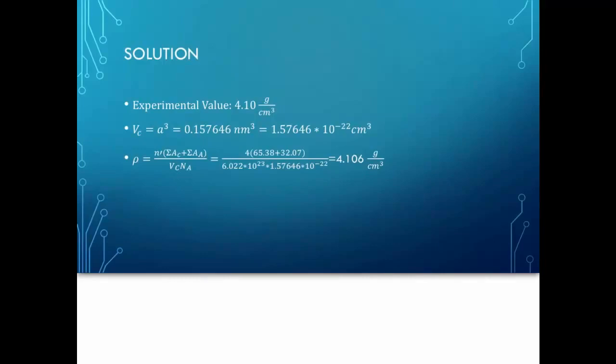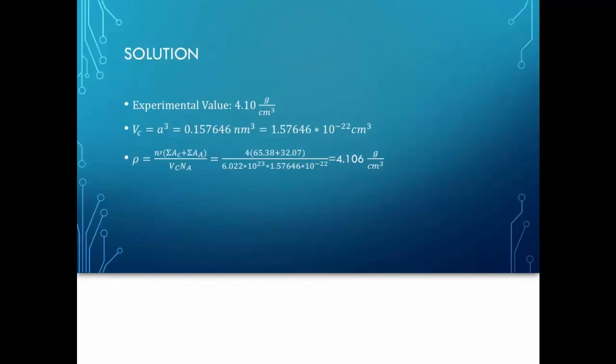Alright, we can find from the tables that the experimental value for the density of zinc sulfide is 4.10 grams per centimeter cubed. Okay, with that in mind, now we can calculate the theoretical density. So first we need to define our Vc value, which is a cubed, which ends up being 0.157646 nanometers cubed, or 1.57646 times 10 to the negative second centimeters cubed.